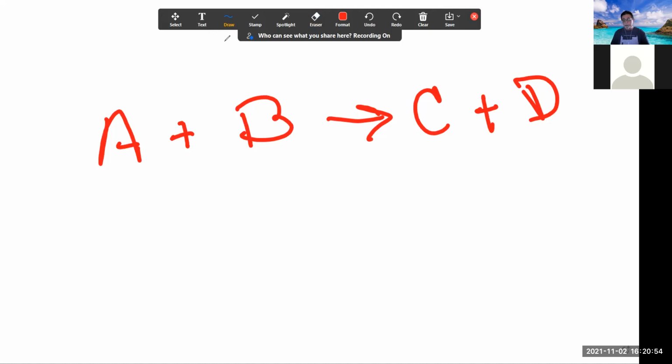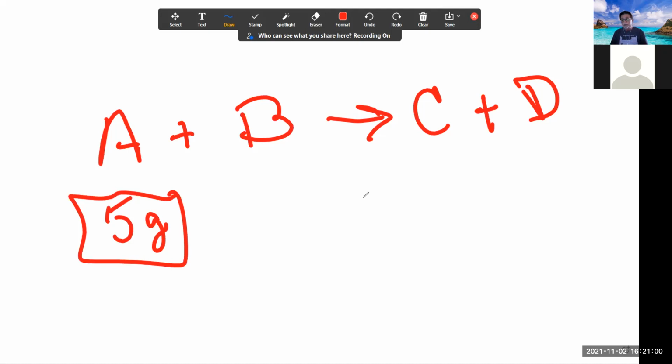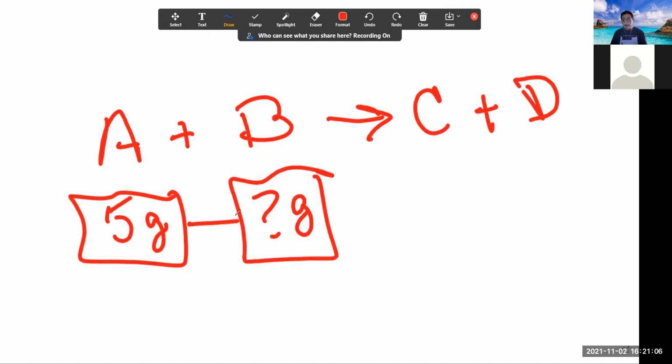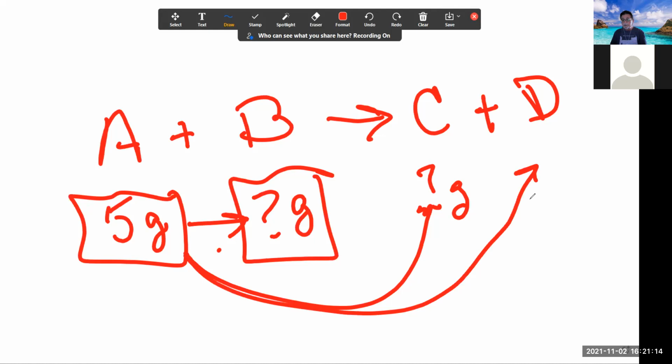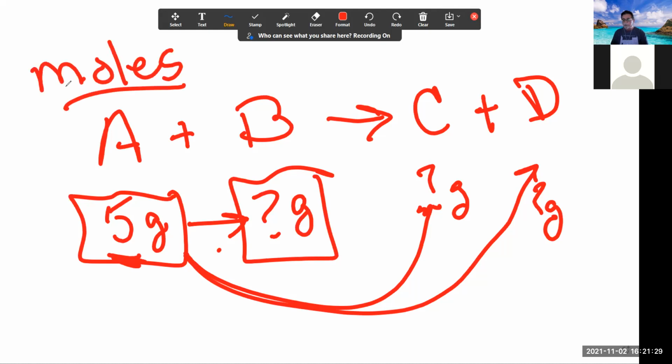Okay, what we do is we start off with, let's say 5 grams of A, and we need to calculate how many grams of B. Okay, that may be the question. Or we may have to calculate how many grams of C do we have, or how many grams of D can we make, okay, given that we got 5 grams of A. Well, we can't do a direct weight-to-weight relationship. We need to convert that 5 grams into moles, okay? That's our common factor.